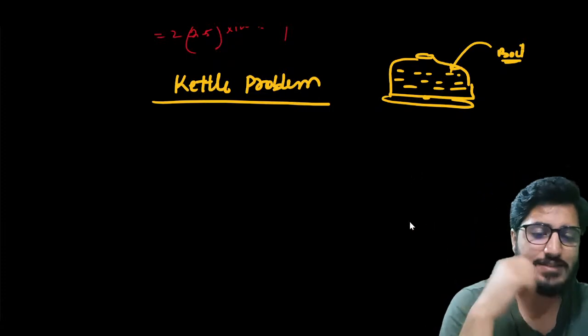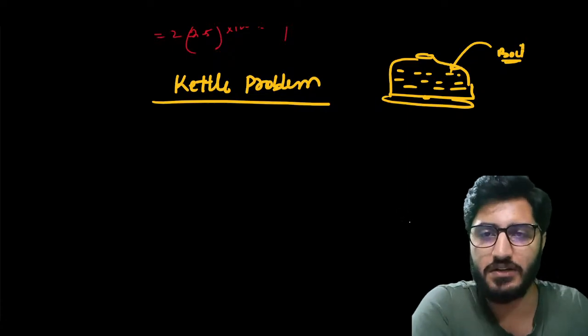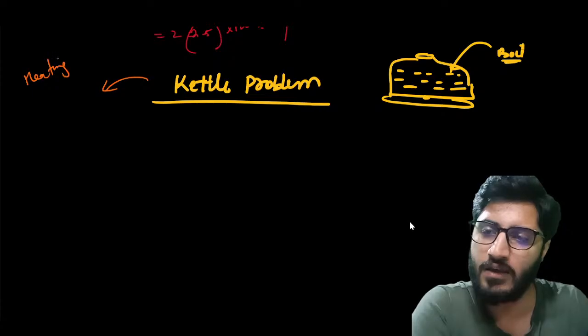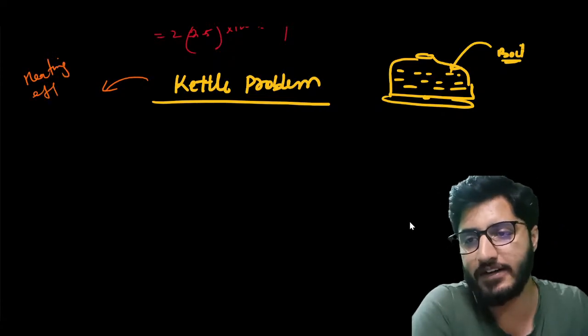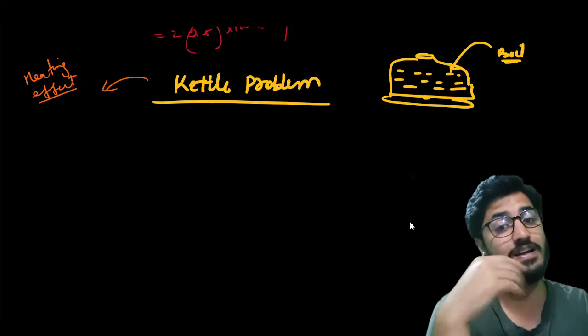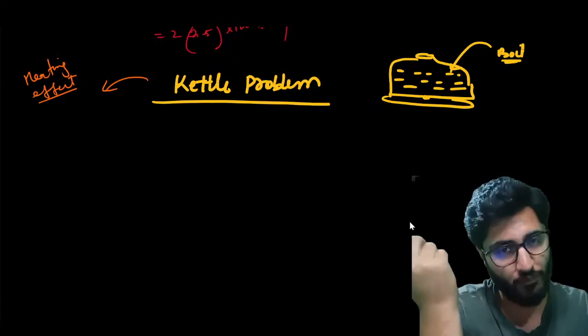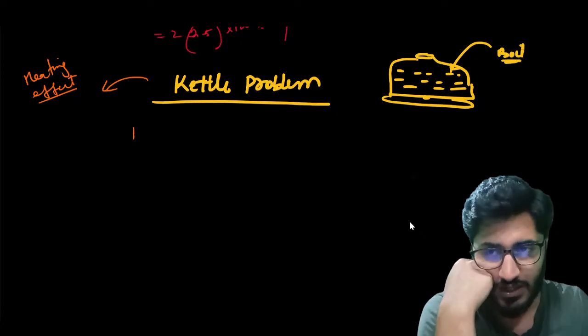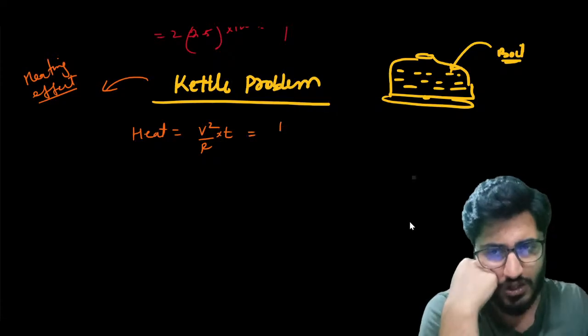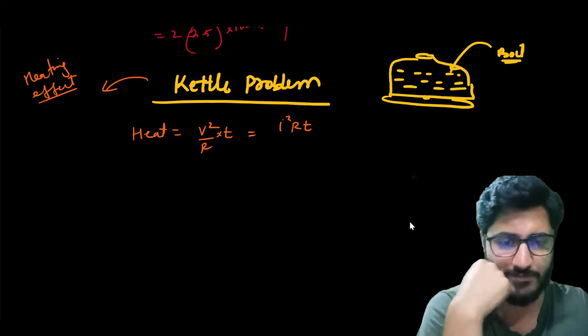To understand the kettle, it is based on the heating effect. When current passes through the coils, the coil heats, and that heat will boil your water. That means heat is equal to V square by R into T, or I square into R into T.